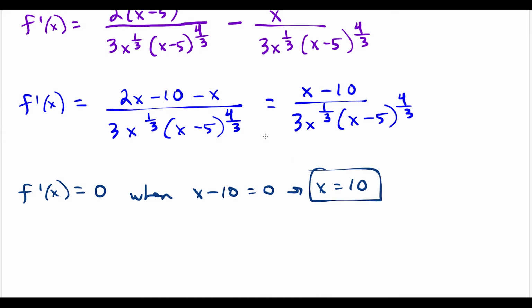Now, what we also have to consider is the sneaky critical point when f prime of x is undefined. So we have f prime of x is undefined, and this is going to occur for two values of x.